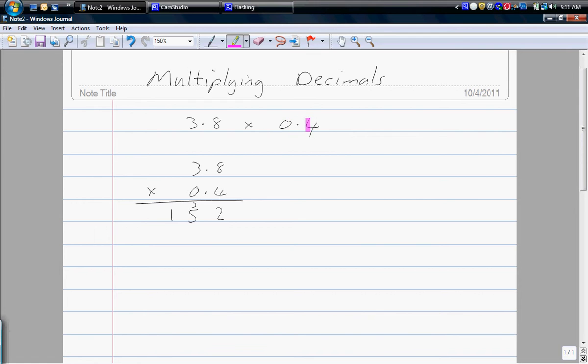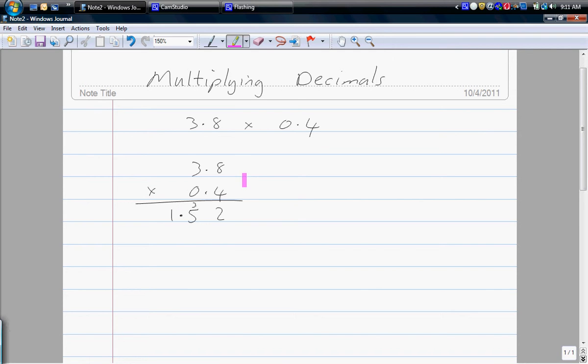Now 0.4 is a bit less than half, so our result will be a bit less than half of 3.8. So if you think of 3.8 as nearly 4, it will be a bit less than 2. So if we know that's the kind of value we expect, there's only one sensible place to put the decimal point, and that's between the 1 and the 5. Clearly 3.8 times something less than half won't give us 15.2, it won't give us 152. It's not going to be so small that we'll get 0.152. It has to go here.